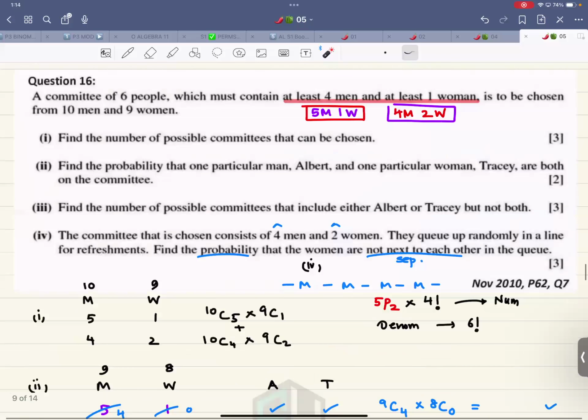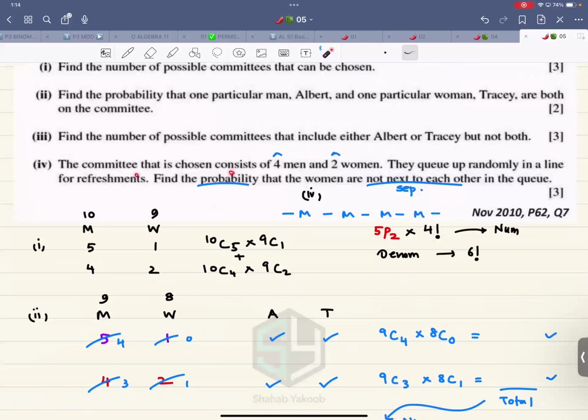And the last part, that was the committee is chosen from 4 men and 2 women. This is the easy part. They queue up randomly. Find the probability. Again, they're asking the probability that the women are not next to each other. That means they are separated.